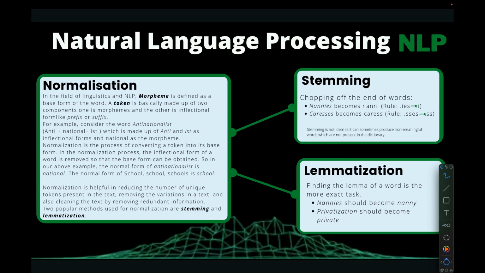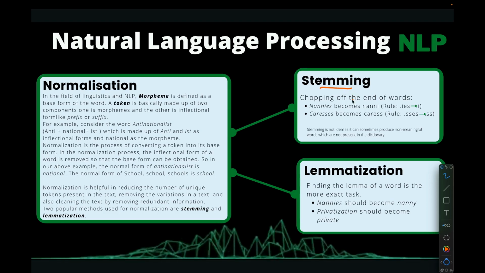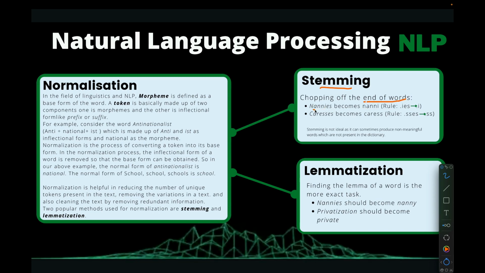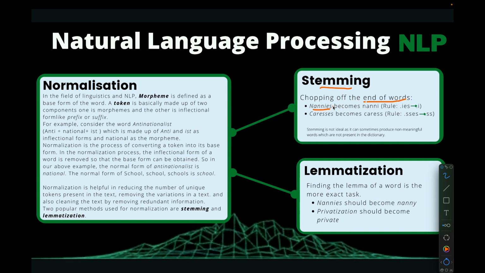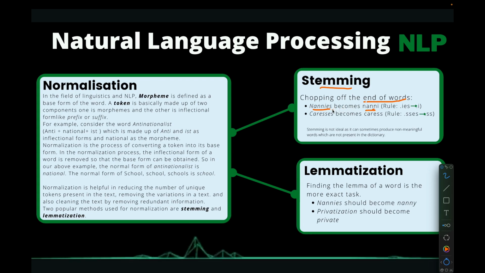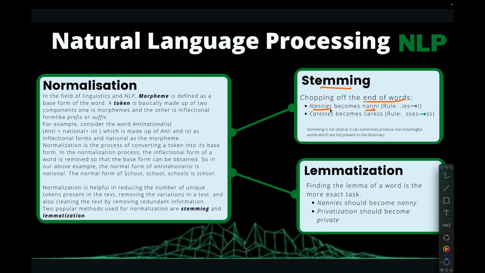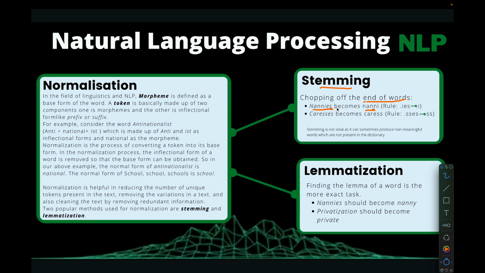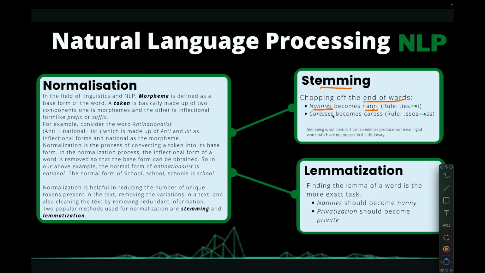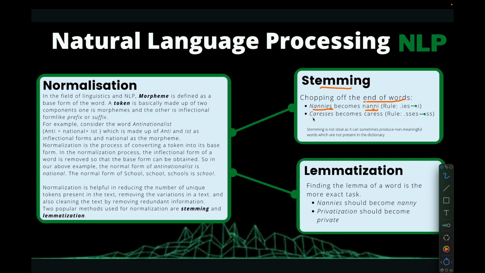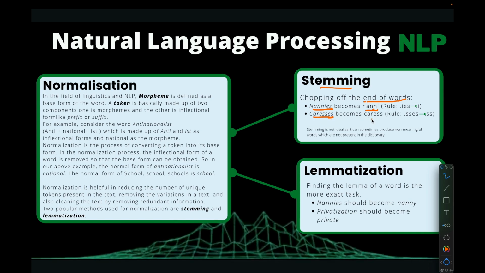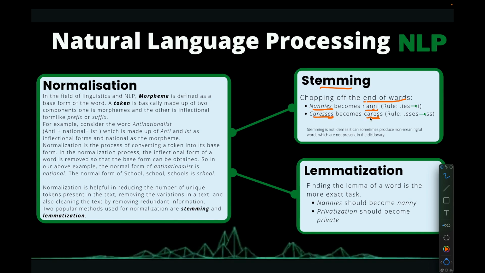All right, so when we talk about stemming, stemming is chopping off the end of words. So if you have a word like nannies, the nannies is going to become nanny, meaning that we are chopping off the IE, and then we end up with nanny. If we have a word like caresses, we chop off the end, which is the ES, and then we will end up with caress.